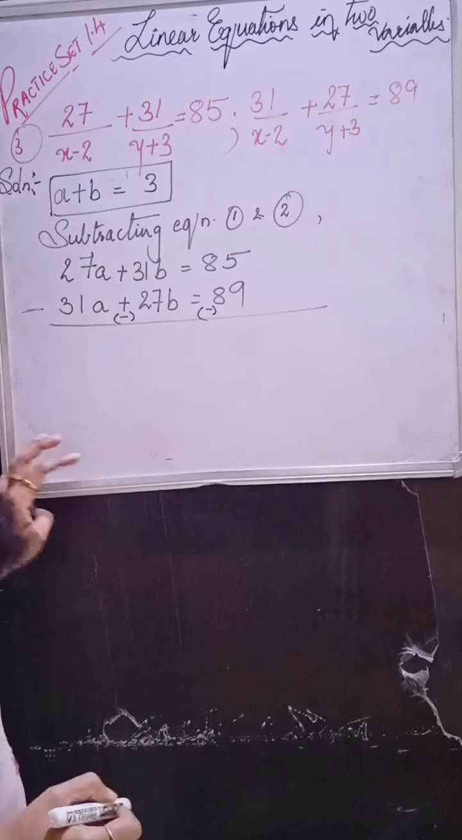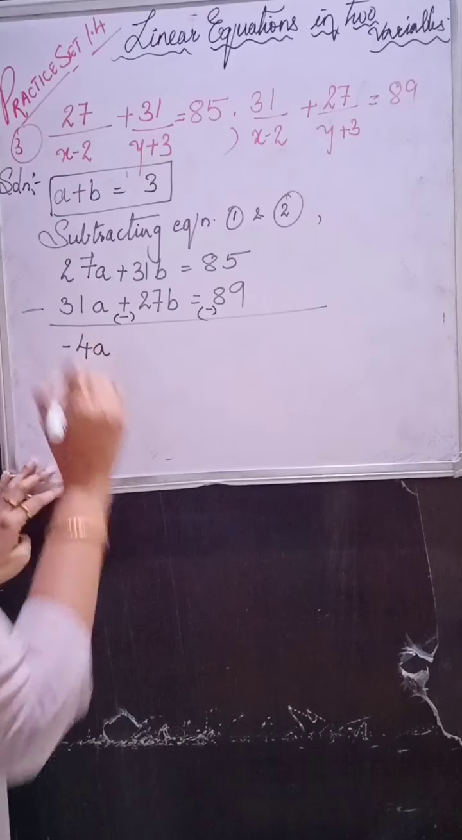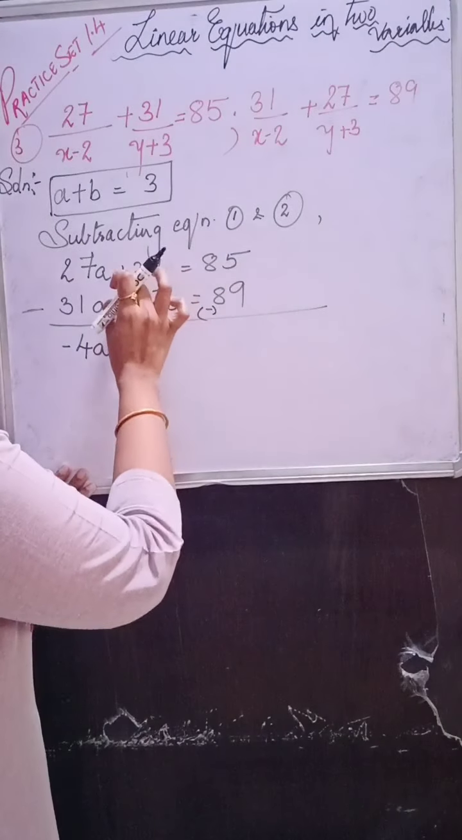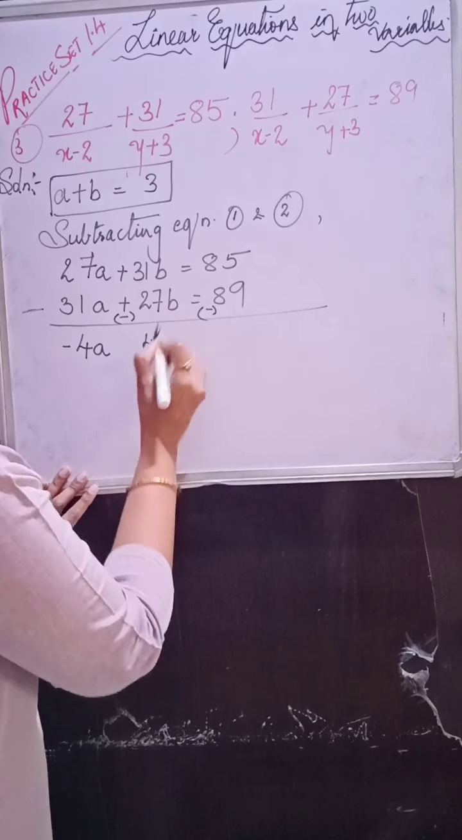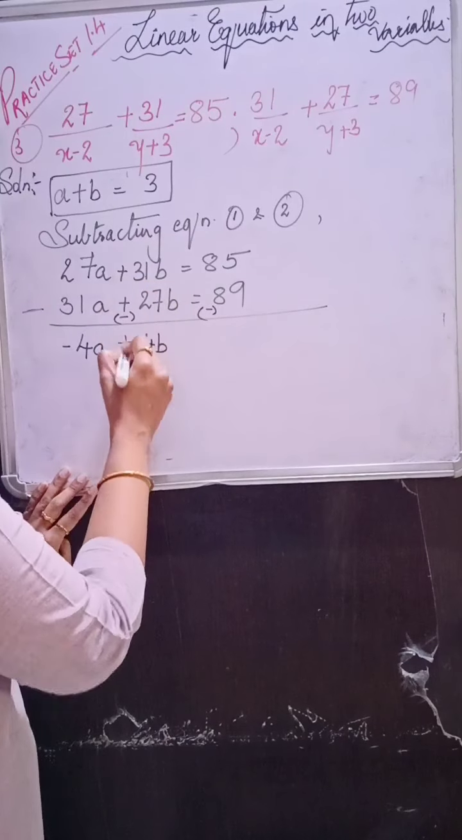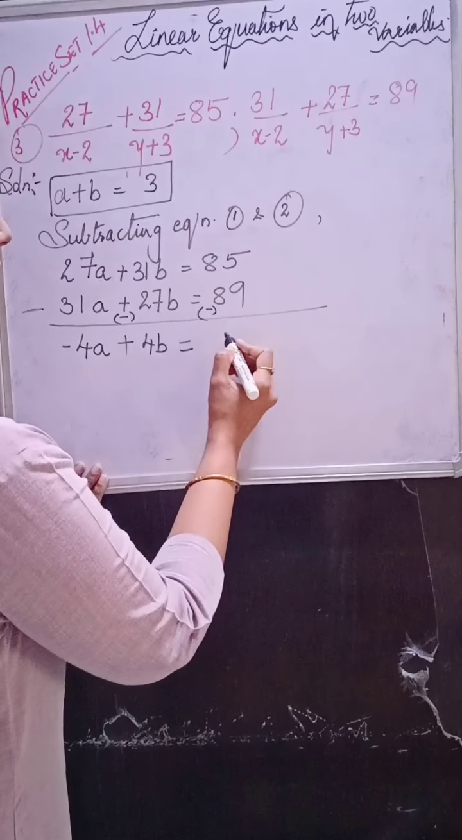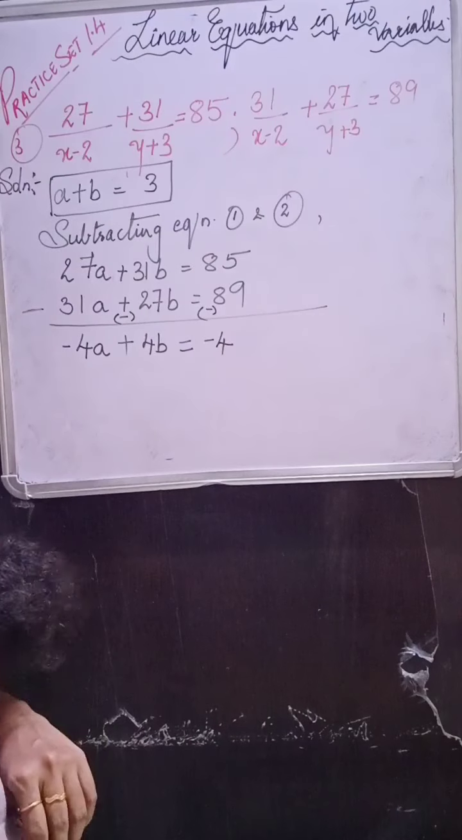31 minus 27 is 4a. 31 is the bigger number, so minus sign. Again plus and minus gives minus. 31 minus 27 is 4b. Here the greater number is 31, its sign is plus. Equal to 89 minus 85 is 4. 89 is the bigger number, so plus sign.